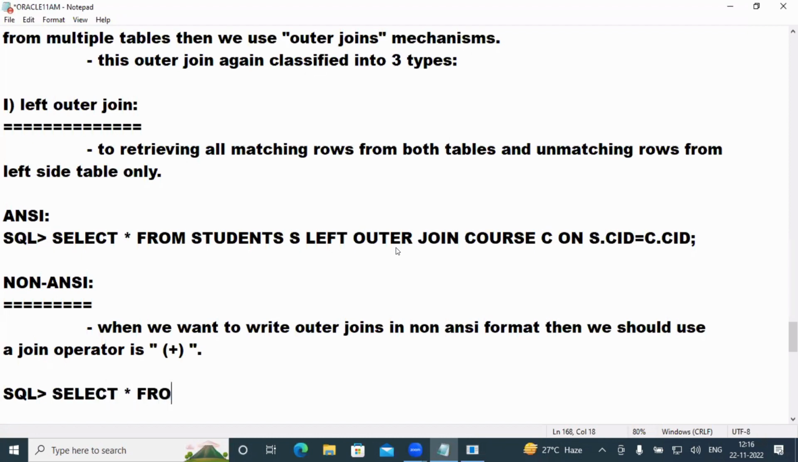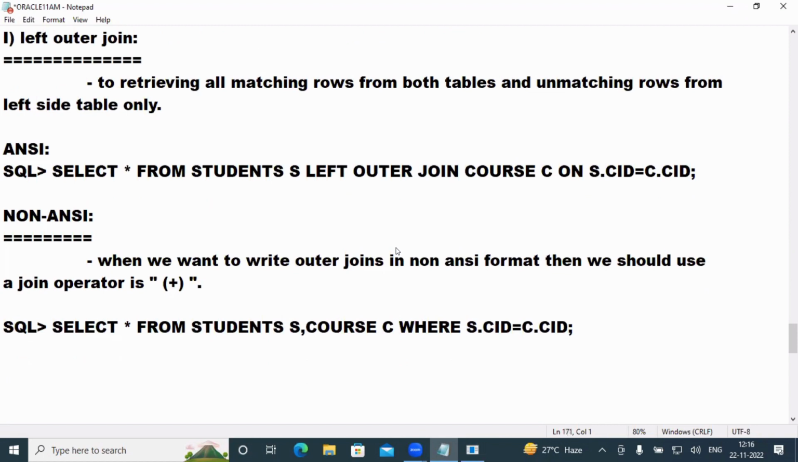Select star from students S, comma, course C, where S dot CID is equals to C dot CID. If I'm leaving it like this, what happened? It is called an equijoin. Equijoin means only matching data will come to us. But I want to do what now? Not only matching, I want to get unmatching also. Unmatching of which side do I want? Left side. That means left outer join.